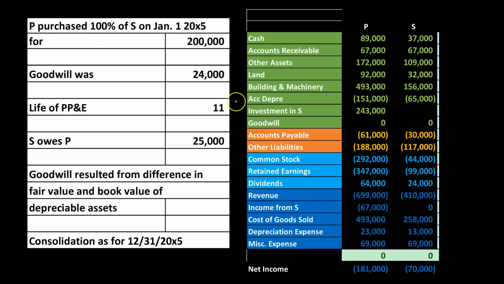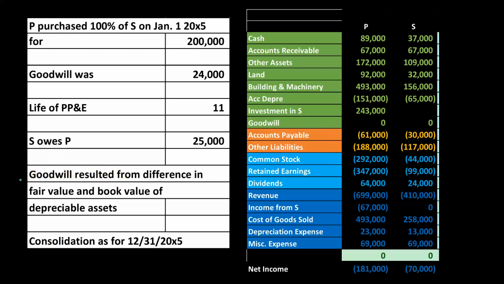The life of the property, plant, and equipment, we're going to say is 11 years, which will be useful because there's going to be a difference between the building fair value and book value we will have to account for. SOP 25,000, in other words, intercompany transactions we'll have to be dealing with, meaning the accounts receivable for P shows that S owes P money, and the accounts payable, which for S would show that they owe money to P, that we'll have to reverse out, the intercompany transactions.